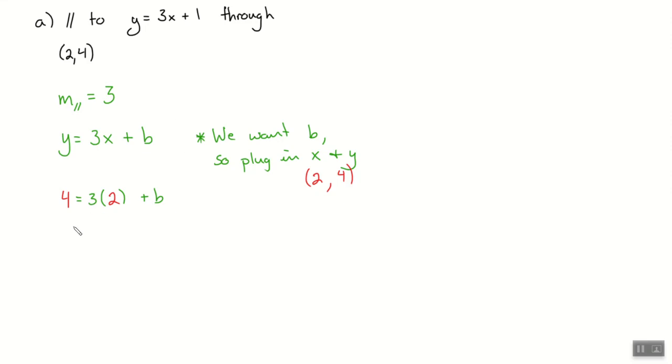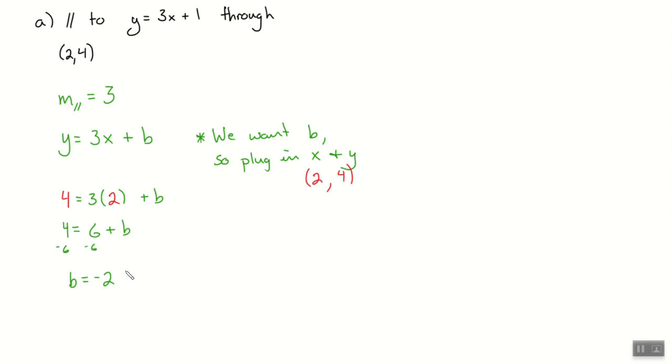Can we solve this for b? Yes. I'm only going to do one color now since I've already done the substitution. I get 4 is equal to 6 plus b. And I'll subtract 6 from both sides of the equal sign. And I now get b is equal to negative 2. Are we done?